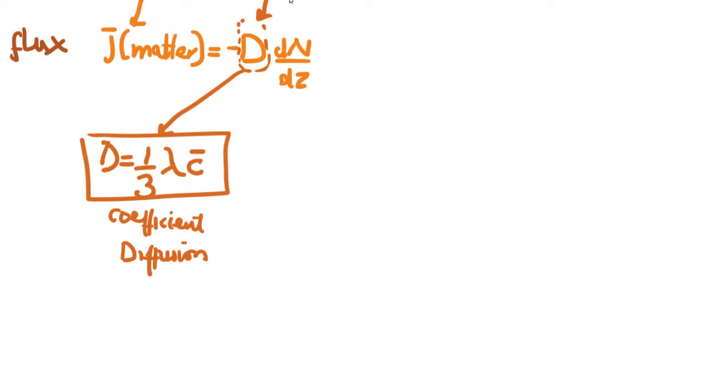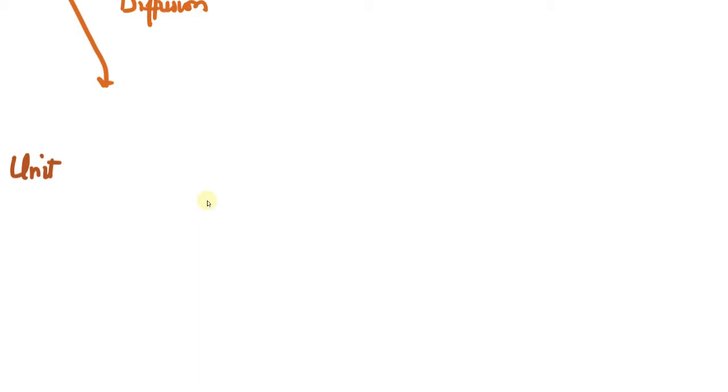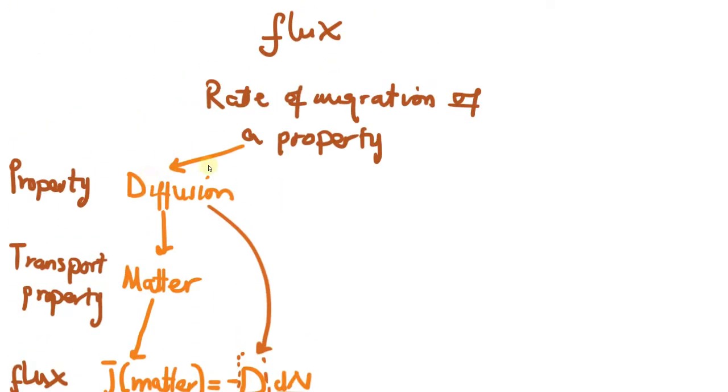So take note that since our matter flux is measured in units equal to the number of particles per meter squared, which is the area, per second, in this case we notice that our coefficient of diffusion in terms of the unit is shown to be meters squared per second. So that is how you're able to summarize our specific diffusion based on the transport property, which is matter.